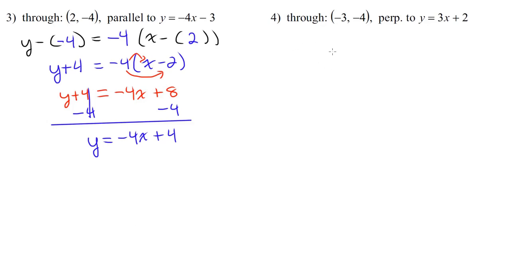Moving on to number 4, we need to write the equation that passes through the point -3, -4 and is perpendicular to the line y equals 3x plus 2. So the thing to remember about perpendicular lines is that the slopes of perpendicular lines are the opposite reciprocal.